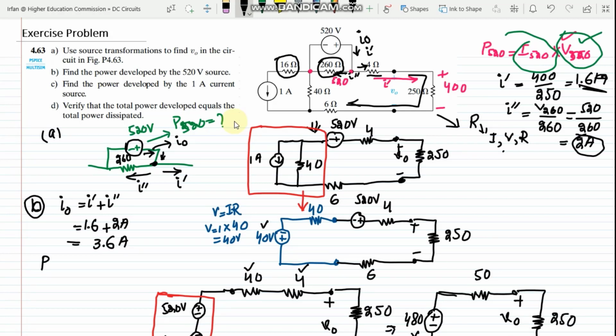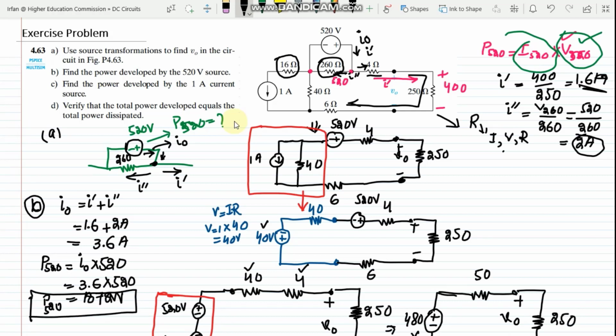Now in order to find the power provided by this 520 volt source, it is I naught times 520 volts. The value of I naught is already known, that is 3.6, multiplied by 520. Let me calculate it using the calculator. 3.6 multiplied by 520, I will get 1872 watts. So that is the power which is provided by the 520 volt source. That is the solution and answer of the question.